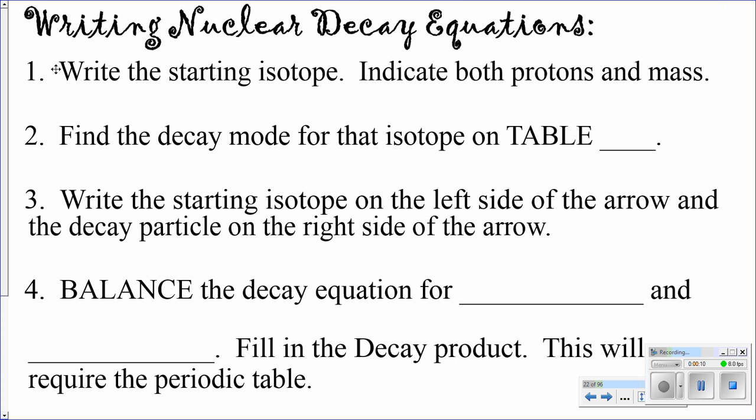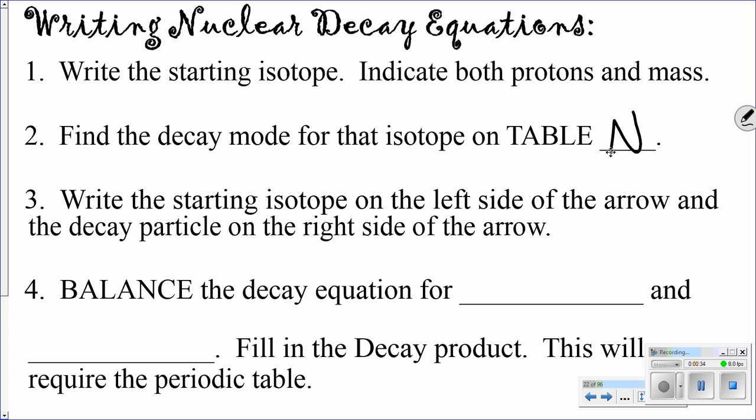For today's video, you are going to need a couple of reference tables. You're going to need your periodic table as well as reference table N. In addition to that, a lot of people like to use reference table O. That's helpful too. So we're going to start by writing a starting isotope and indicating using isotopic notation the protons and mass. Decay modes are found on table N.